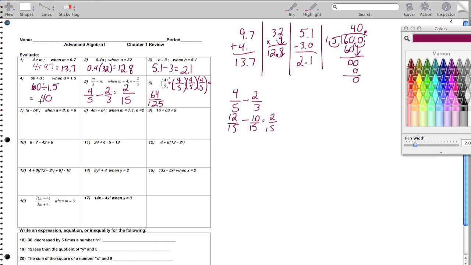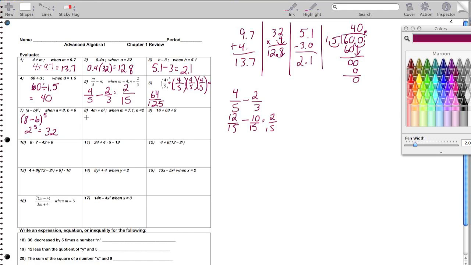Number 7, a minus b to the 5th power. So a, I'm going to substitute in 8. b is 6 to the 5th. So really that's going to be 2 to the 5th. 2 times 2 is 4, times 2 is 8, times 2 is 16, times 2 is 32.